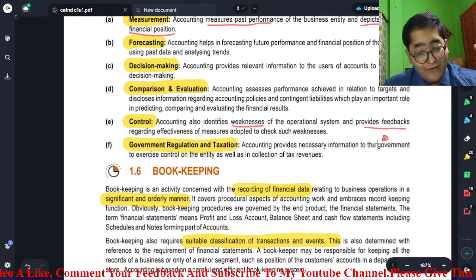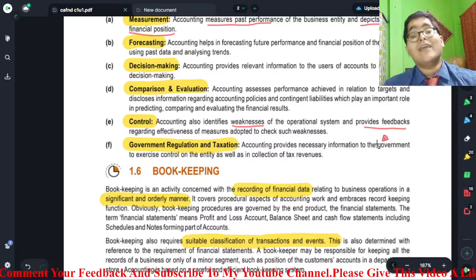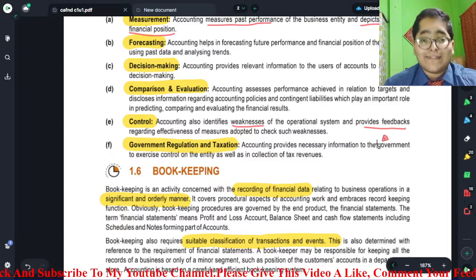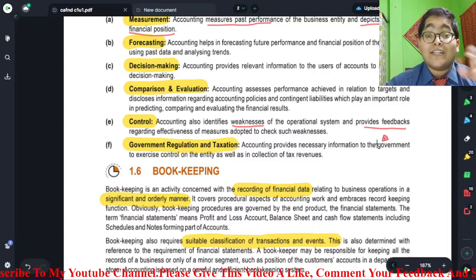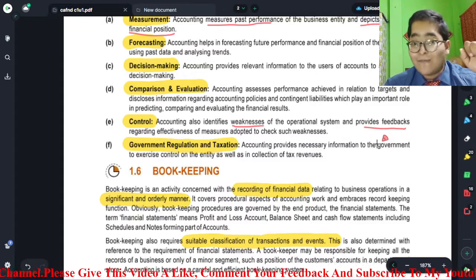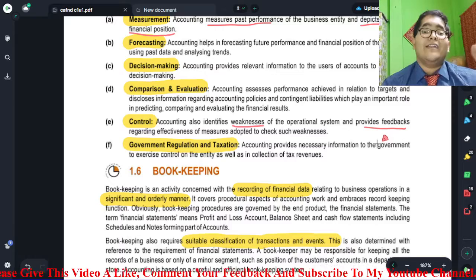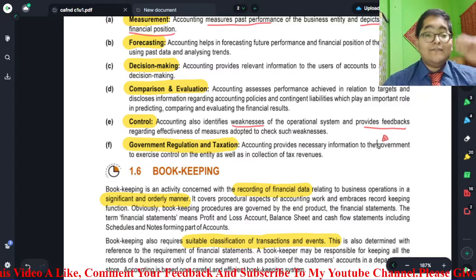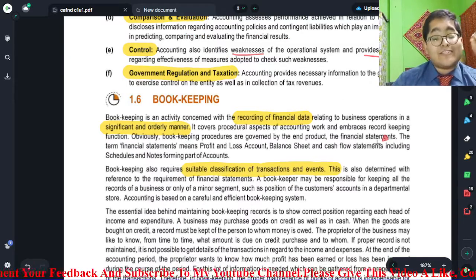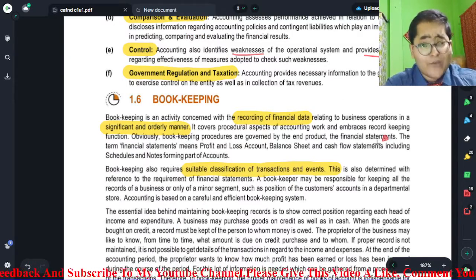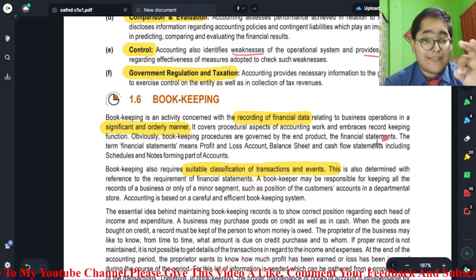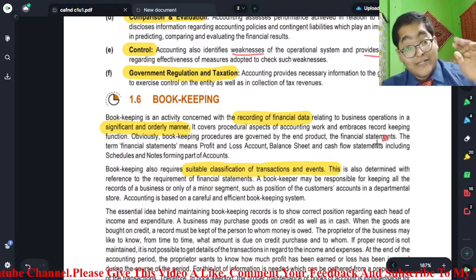Now comes government regulations and taxation. Suppose government has imposed a 30% tax rate on companies, I'm giving an example. The financial information would disclose the profits earned by the business, and on that profit the government would calculate taxes. So this is a very important function of accounting, calculation of taxation and government regulation. The government regulates the taxation policy, the amount of tax to be paid by the business, through the business's financial information.